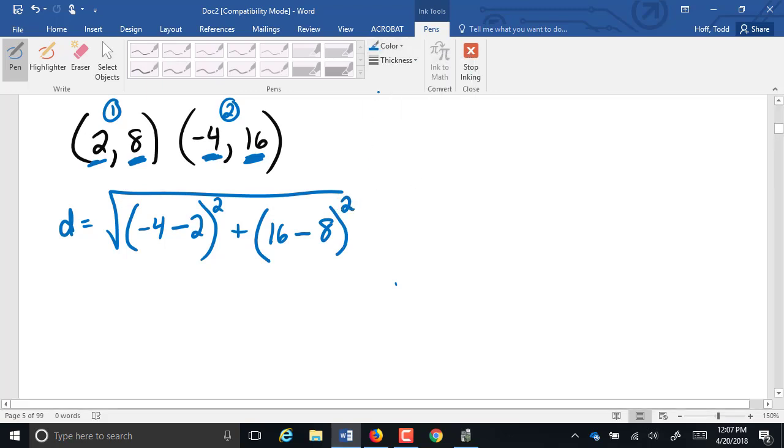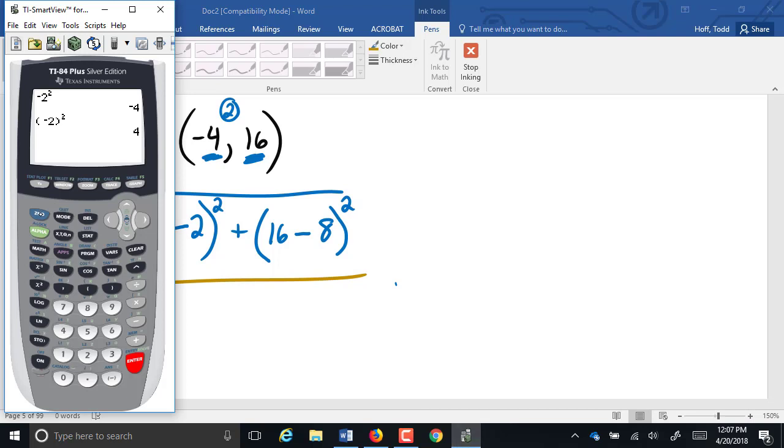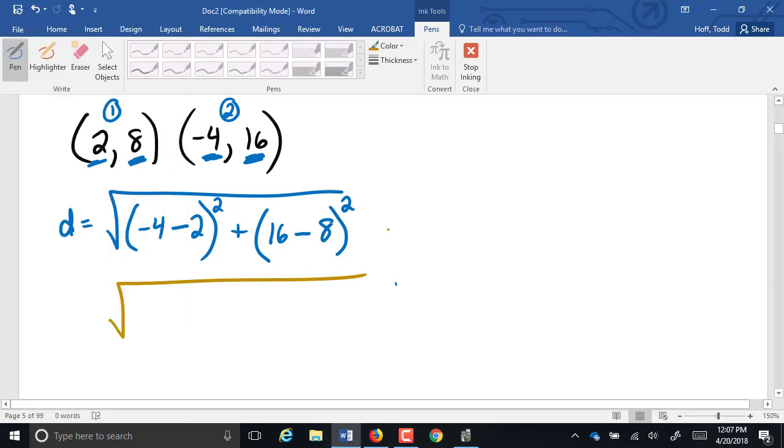And that, of course, is going to be squared. Now, at this point, you could just punch this all in your calculator. Square root of parentheses, negative 4 minus 2, close your parentheses, squared, plus parentheses, 16 minus 8, close your parentheses, and squared. And it does give you that that is 10. So the distance between those 2 points is 10 units.